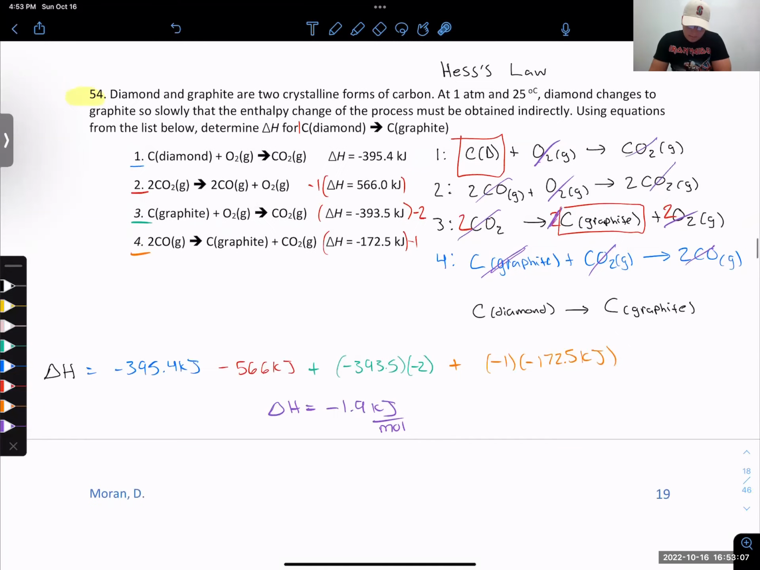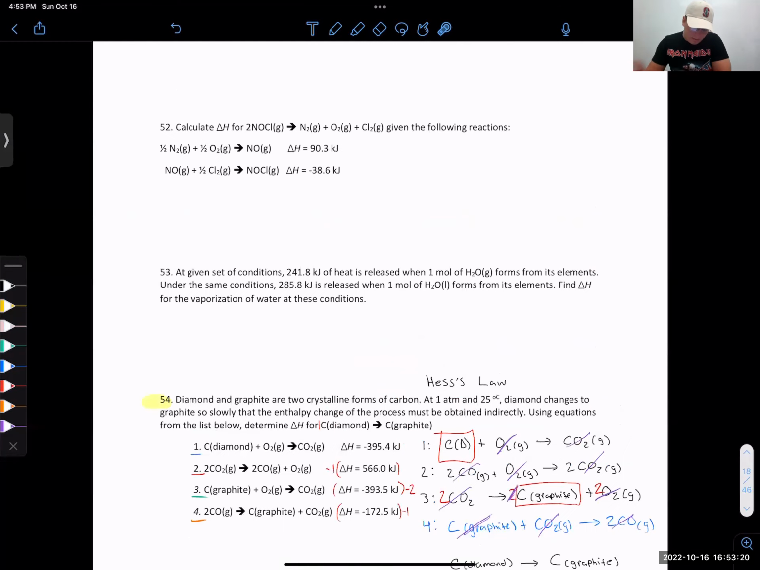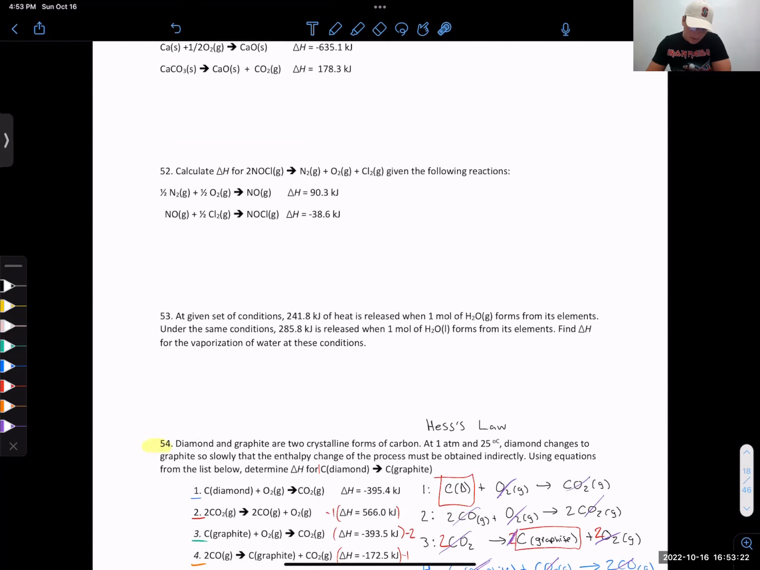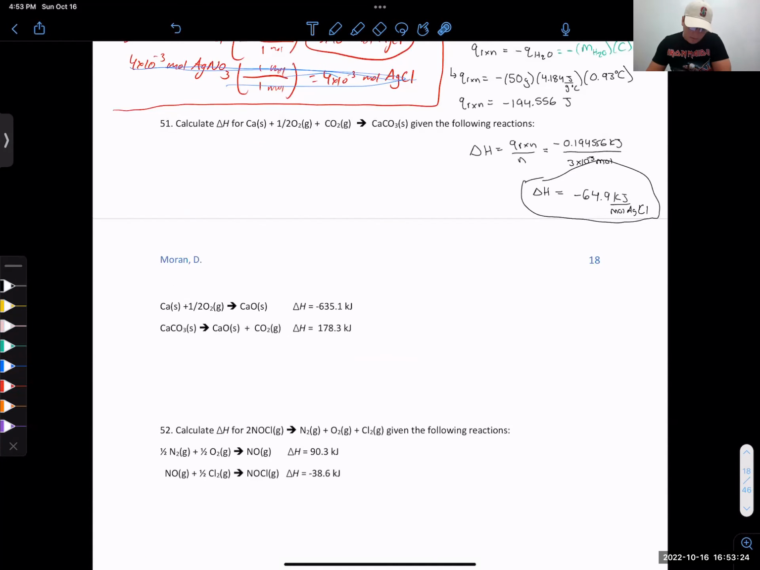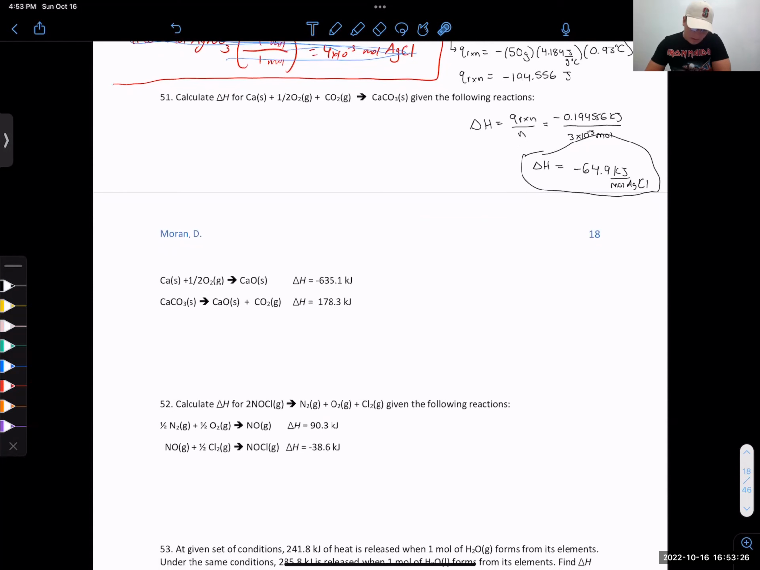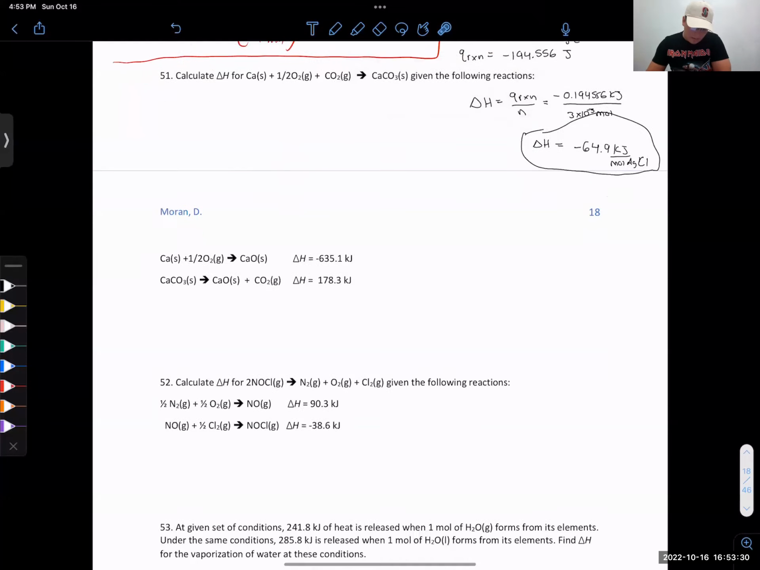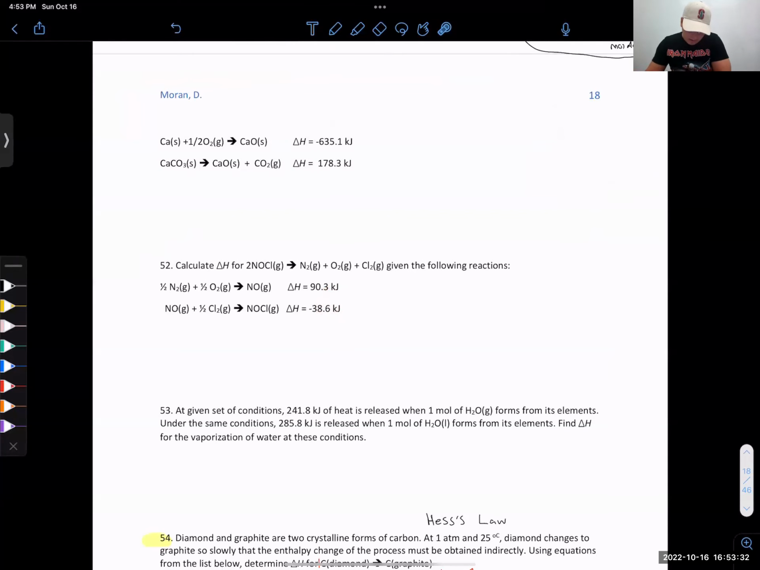So that's the first problem I want to go over. If you have any questions, or if you don't understand it, try to rewatch it again. And then there's more problems on this in this practice question set. So for example, number 51 is another Hess's law problem. And 52 is another Hess's law problem.